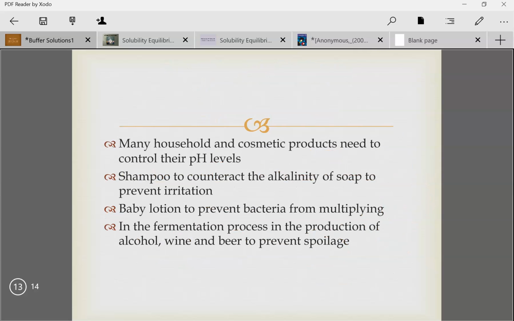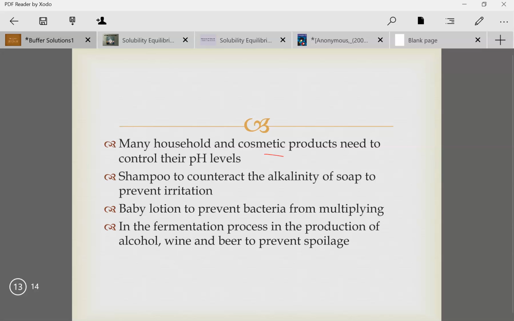Again, we have cosmetic products, like shampoo to counter the alkalinity of soap. Never heard of that before. But again, there are a lot of places where pH is important.